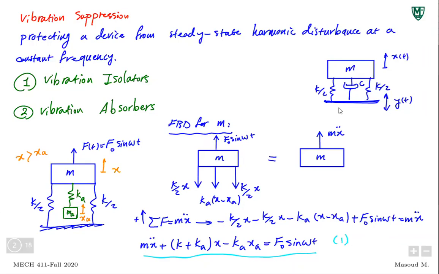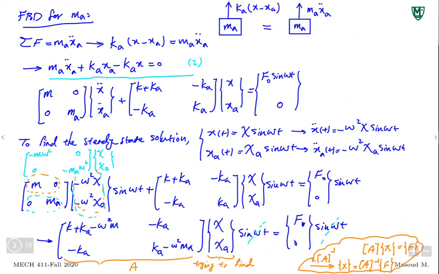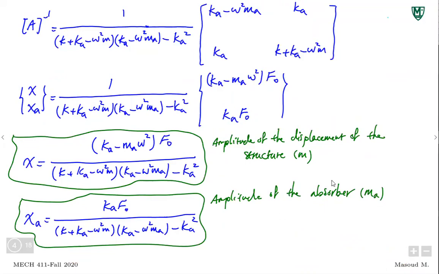So if we have a spring mass system under some force vibration, we want to know how can we absorb the vibration of the main structure, that mass m, by adding an extra spring and mass to the system. In this case, we called it ma as the mass of the absorber and ka as the stiffness of the absorber. We derived the equations of motion, a little bit of math there. We found the amplitude of displacement for the structure, and amplitude of the displacement for the absorber.